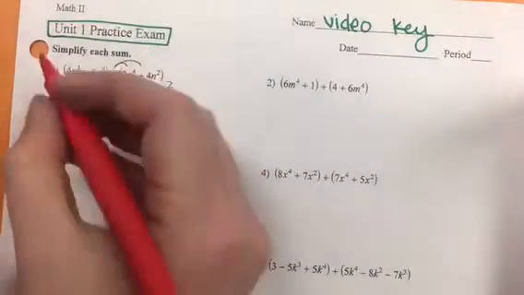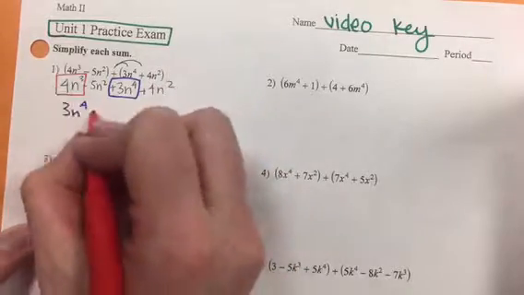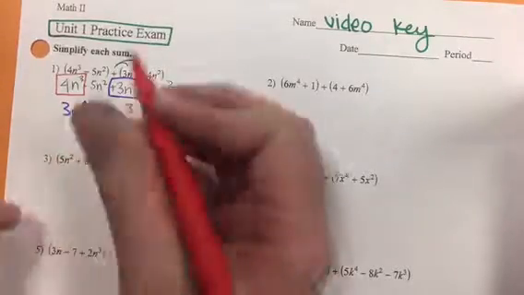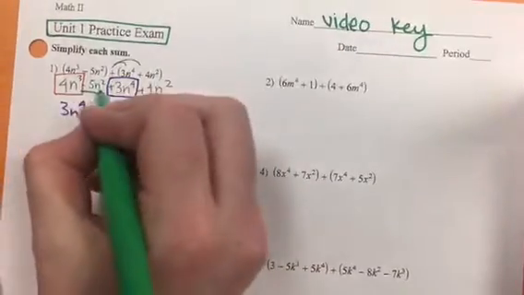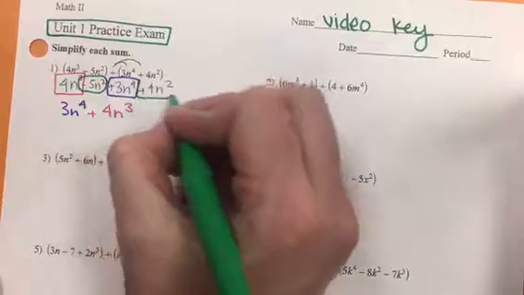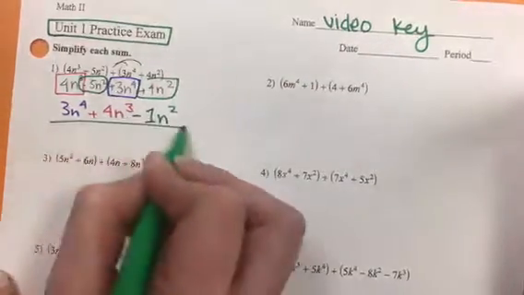My next one is n cubed. There's no other terms cubed, so I just copy a positive 4n cubed. And then I have negative 5 and a positive 4, which is a negative 1n squared.